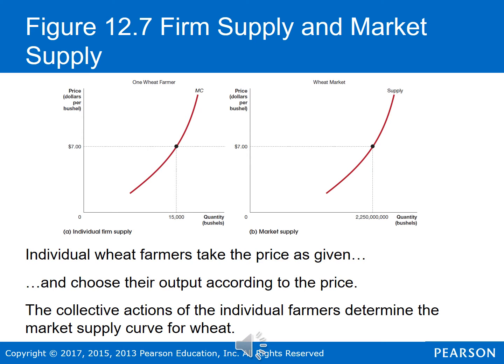The market supply curve in a perfectly competitive market is determined by adding up all the individual firms' supply curves. So they take the prices given. They're not able to affect the price. So given the price that they're able to receive, they choose their level of output to maximize their profit. On the left, we have one individual wheat farmer and their supply curve, which is their marginal cost curve. On the right, we have the sum of all of those farmers, and that's going to be the market supply curve.